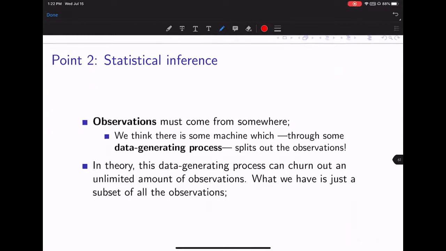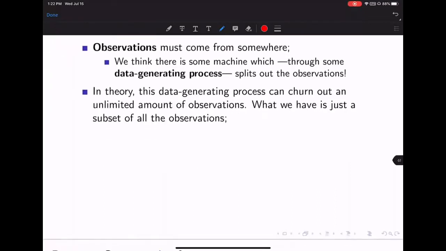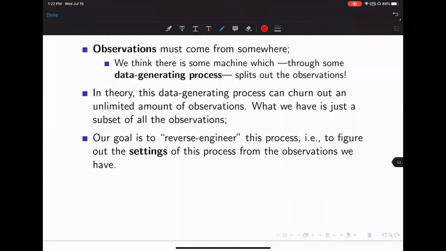So our goal in statistical inference is to reverse engineer the process. We want to use the observations we have to figure out the settings of this process. That's, in plain English, the goal of statistical inference: to use the data we have to figure out the settings of the data generating process.